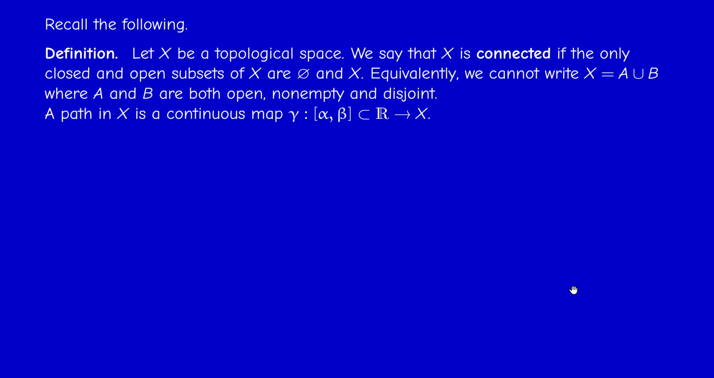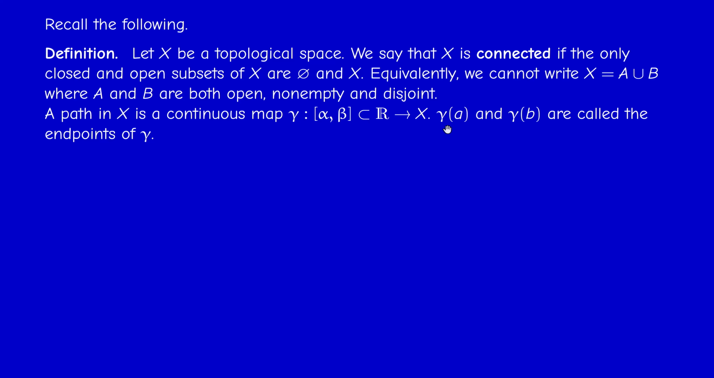A path in a topological space is just a continuous map of some interval alpha beta of R into the space. Okay, and we can always take alpha beta to be 0, 1 because alpha beta is homeomorphic to the interval 0, 1. Of course, when I write this, I always assume alpha is less than beta.